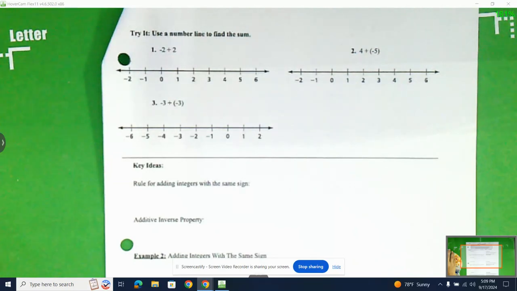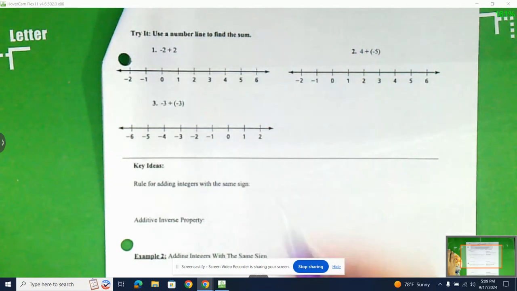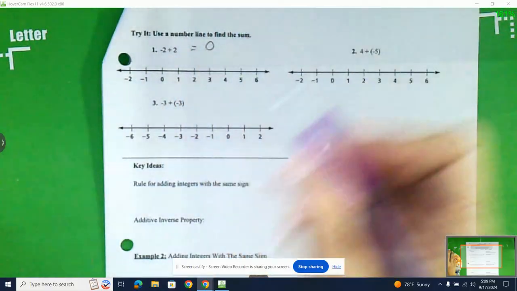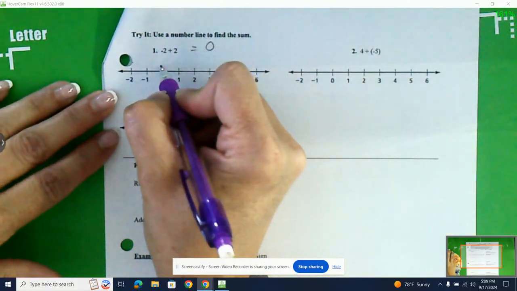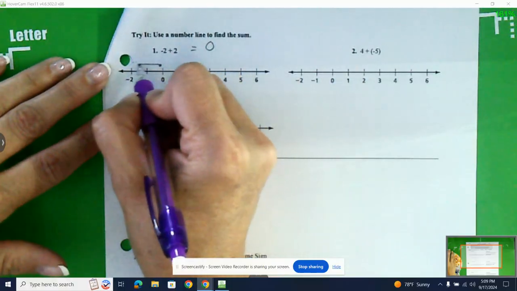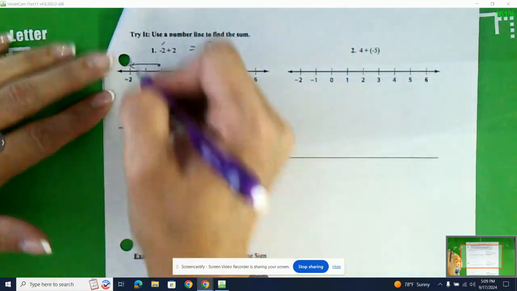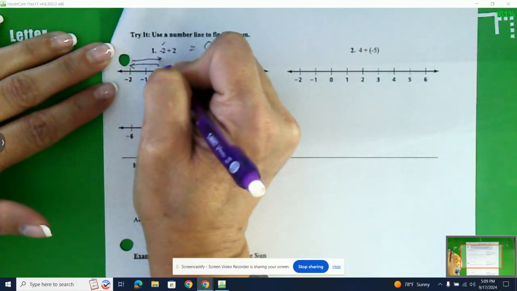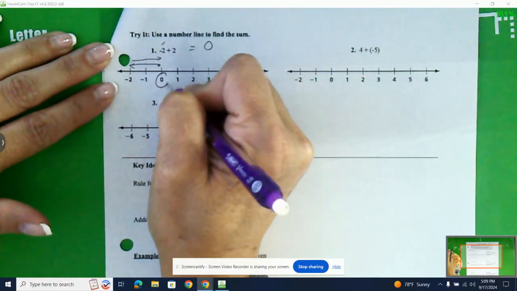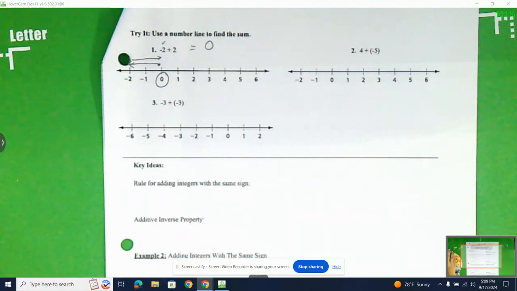So we have negative 2 plus 2. Well, we know that that's a 0 pair, but to show it on our number line, we're going to start at 0, go out to our first number, the negative 2, and then we're going towards 2 positives, so we're going to come right back 2 units, and that's how we get 0.